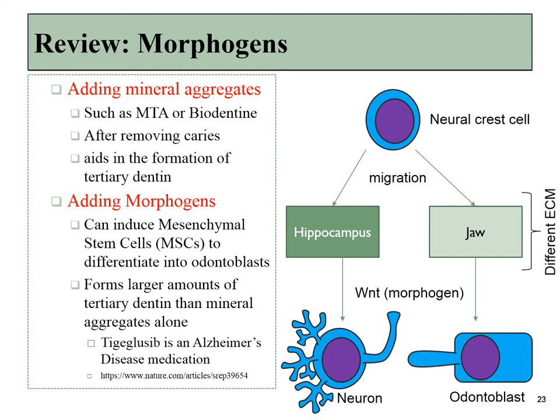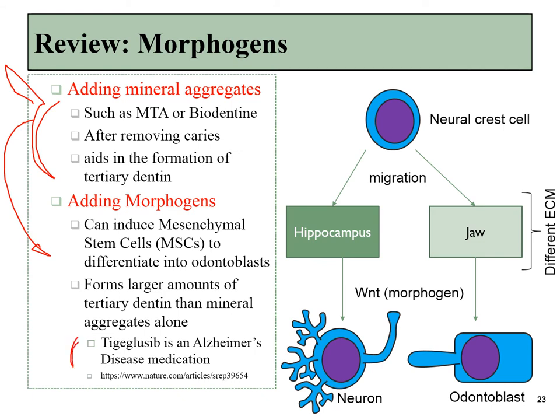So the take-home lesson here is that if you want to induce the formation of dentin following an injury, one thing that we are currently doing is adding some of the raw materials to that injury site, such as MTA or biodentine. These mineral aggregates seem to help the newly formed odontoblasts to create more dentin. But one thing that we're learning is that we can help new odontoblasts to form from the mesenchymal stem cells that are still found in the pulp. And all you have to do is give them the right morphogen.